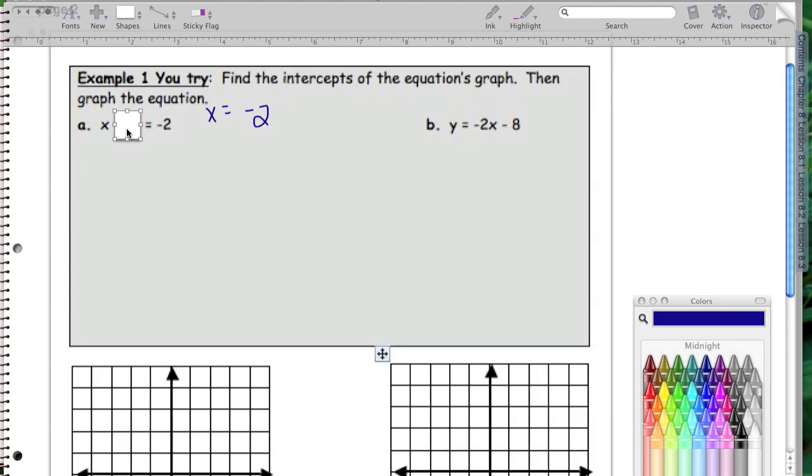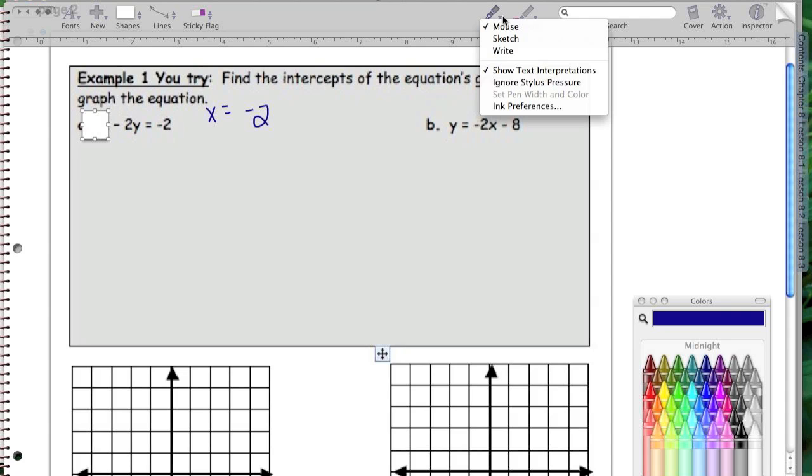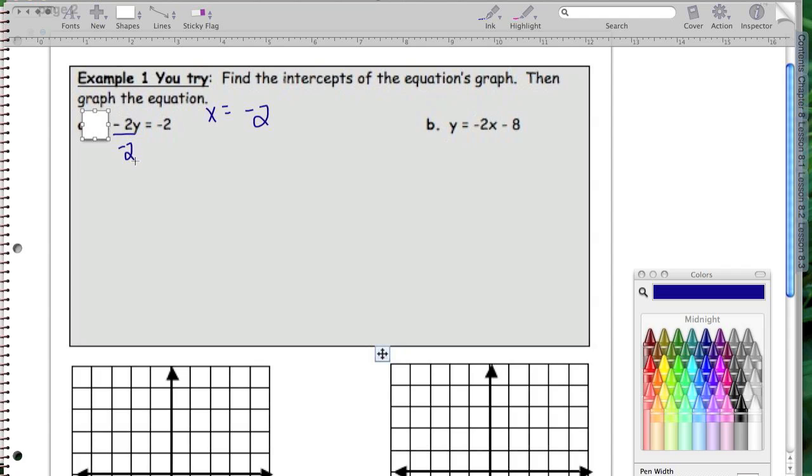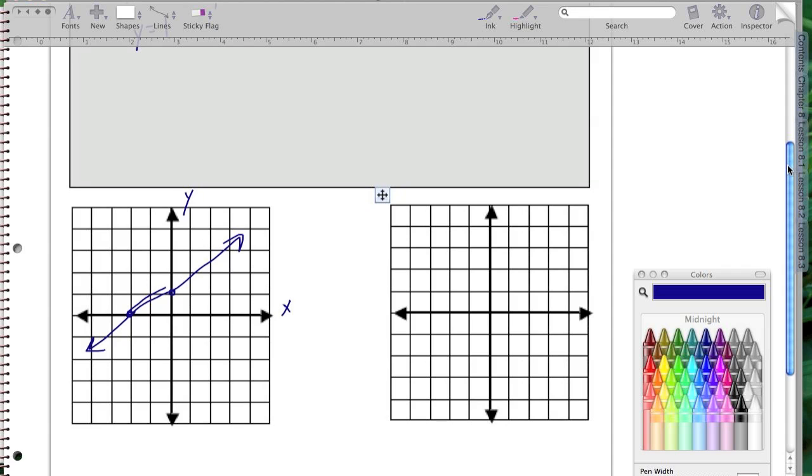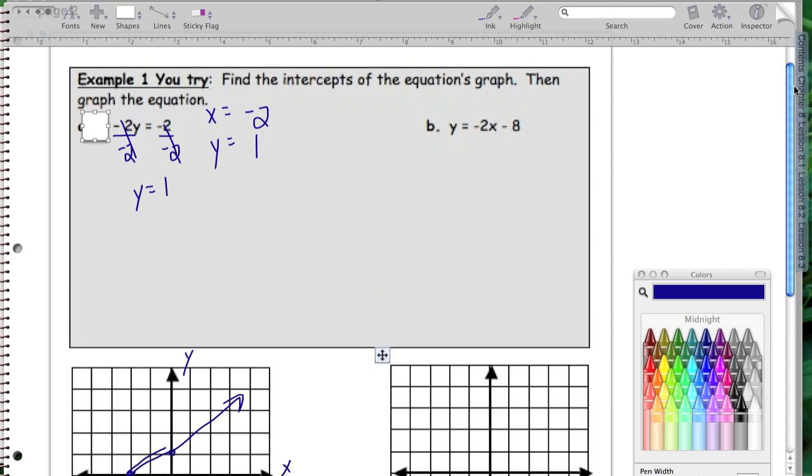Now I'm going to cover up the x, so negative 2y equals negative 2. To graph this, I divide by negative 2, divide by negative 2. That becomes 1, so y equals 1. So my y-intercept is 1. Two points are determined, so I'm able to graph. X is negative 2, y is 1. Connect them in a straight line, and there you have your graph. That's all there is to determining your x and y values.